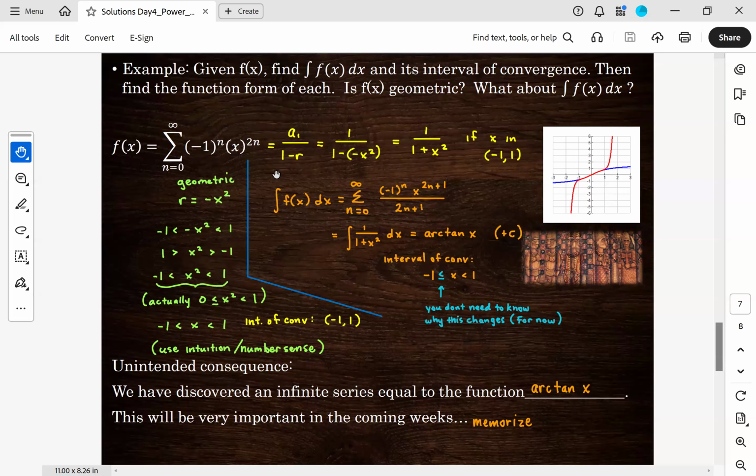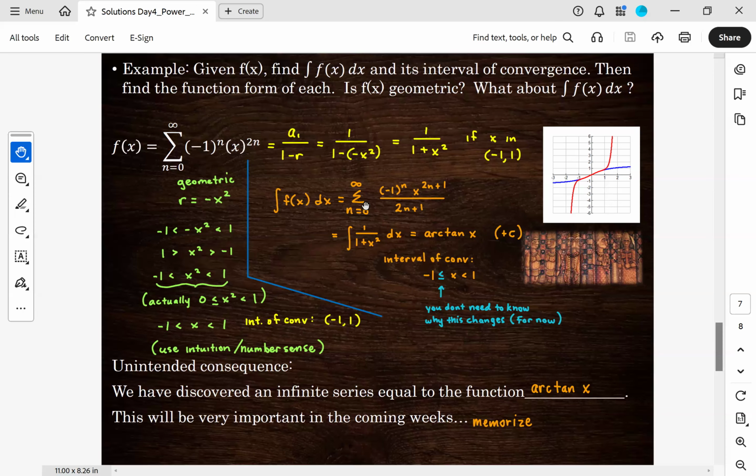Back up to the yellow. Applying a over 1 minus r, we get to a function that is equivalent to our series. Careful with the minus minus. So this series is equal to 1 over 1 plus x squared. When we live within our interval, you could see some graphical evidence to the side. But I want to take the integral of this thing, okay?